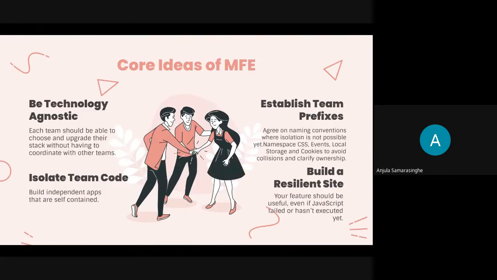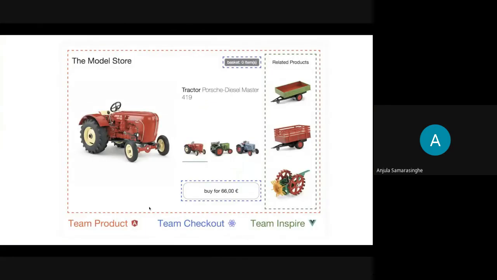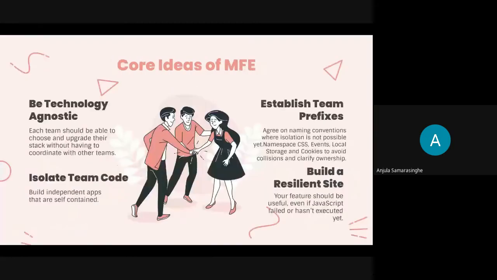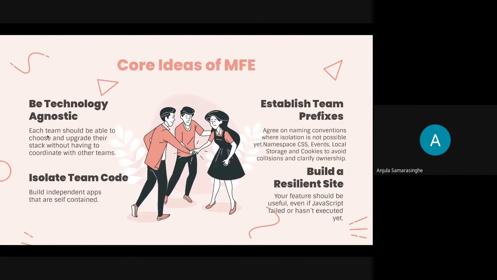The core ideas of micro frontend: the first one is being agnostic about the technology. As we look at the example, the team product doesn't have to care about what the team checkout is going to use. They can use Angular and they don't have to worry about what other teams are going to use. That's about being agnostic about the technology. And also we have to isolate the team code, so they don't have to worry about how the other team implements things. They can use their own approach based on their library. That's about isolating the team code.